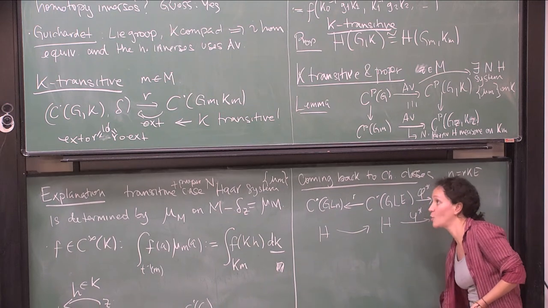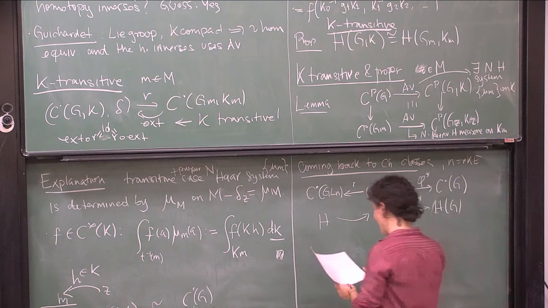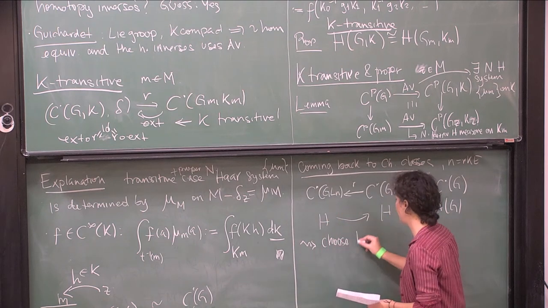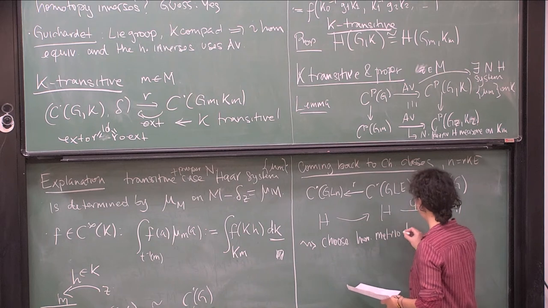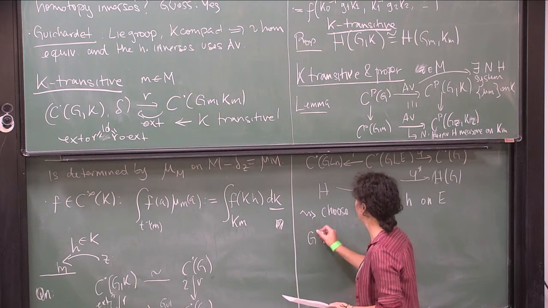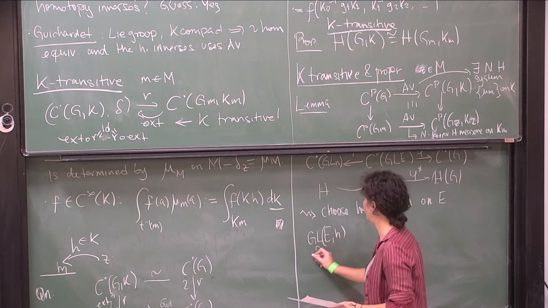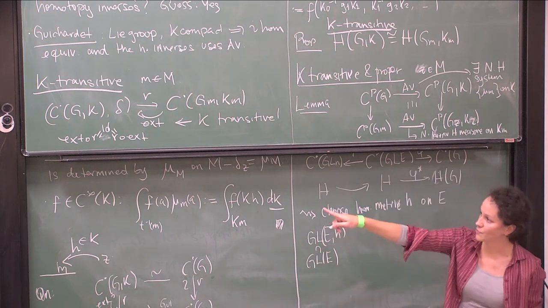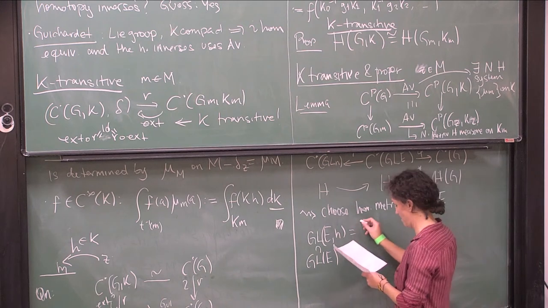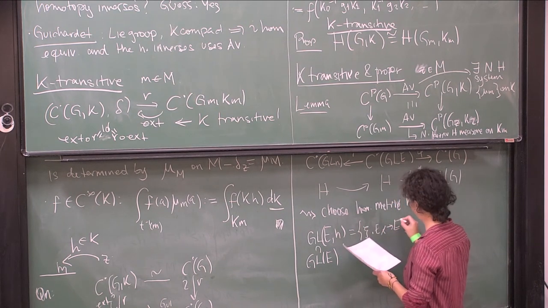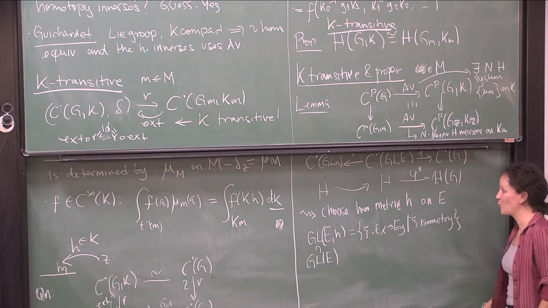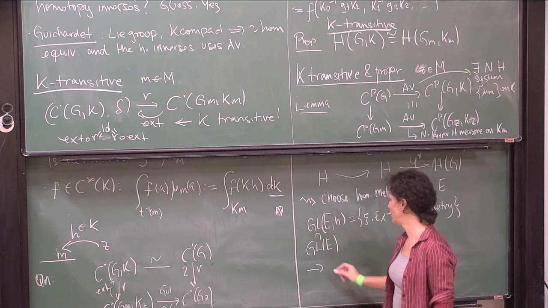Okay, so what I can do is the following. I know there will be some choices, but in any case, you choose some Hermitian metric H on E. And then you can consider this Lie subgroupoid of GL(E), which are just the linear isomorphisms that fix the metric. So these are the isometries. Okay. The nice thing here is that this Lie subgroupoid is transitive and proper.